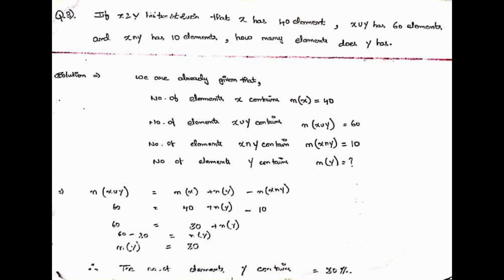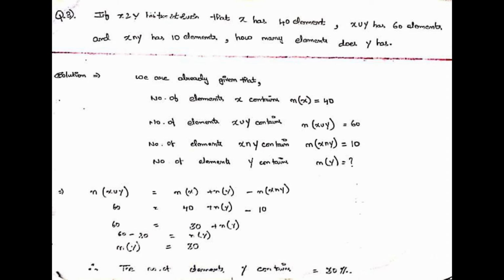So now question number 3. If X and Y are two sets such that X has 40 elements, X union Y has 60 elements, and X intersection Y has 10 elements, we have to find how many elements Y has.